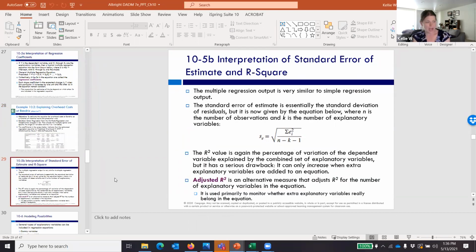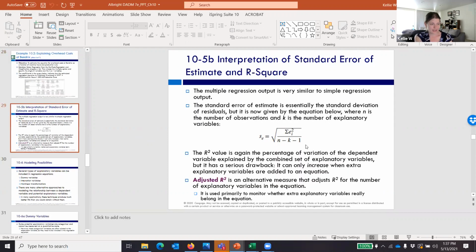Okay, so the output that you just saw looks very similar to the simple regression output. The standard error is the standard deviation of residuals like before, but now we have not just the number of observations, but also the number of explanatory variables. So that's the N and the K. The R-squared value is still the percentage of variation of the dependent variable that's explained by all of the explanatory variables combined, but it can only increase, so you can only improve the R-squared when you add extra variables to the equation.